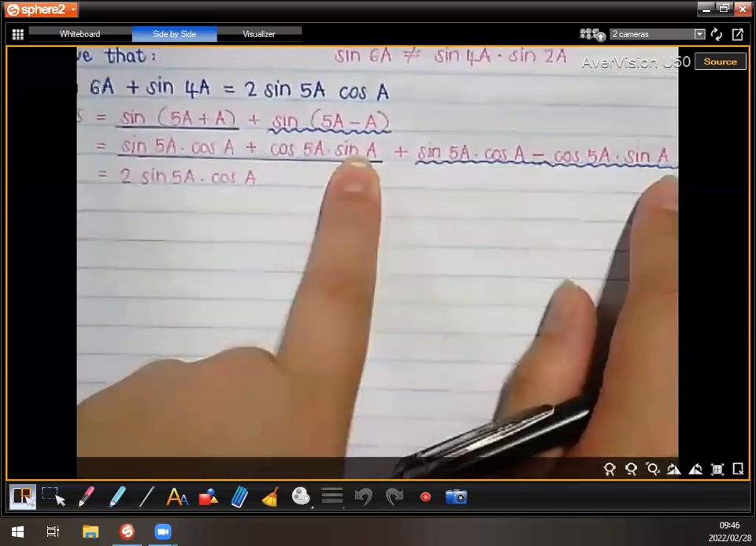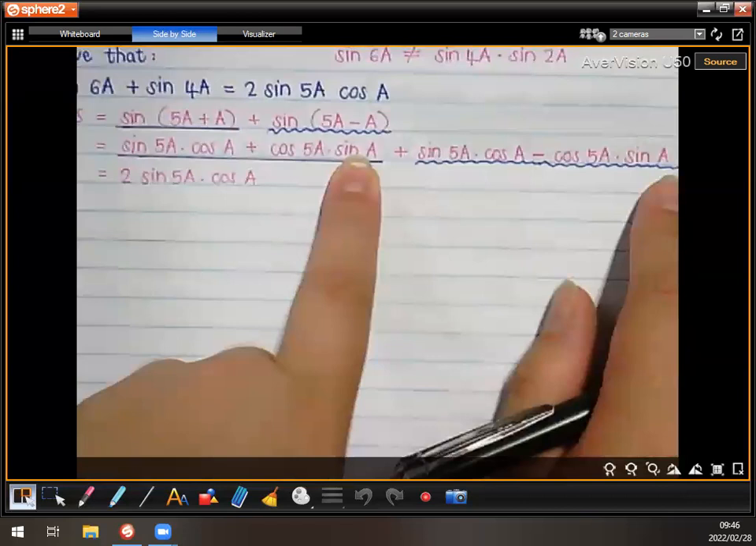What is sine 5a cos a plus sine 5a cos a? 2 sine 5a cos a, right? It's like an xy plus xy is 2xy. Okay, so this is going to be 2 sine 5a cos a, when I add those two terms together. Those are like terms.